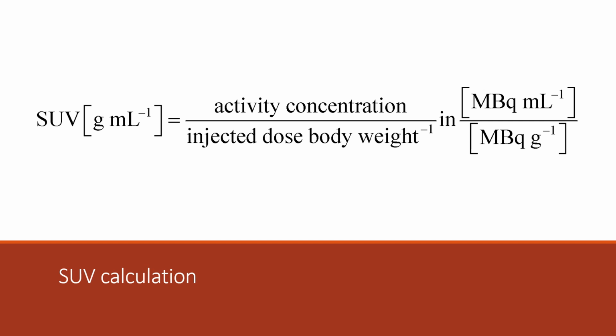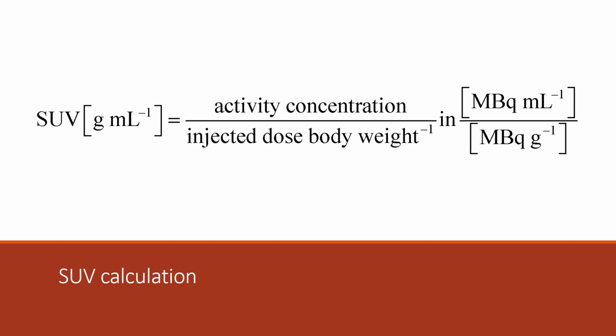This is the calculation for SUVs. You do need to know that calculation, but keep in mind you do the activity concentration divided by the injected body dose. And then it's in megabecquerels per milliliter and megabecquerels per gram. So that's how that is calculated. SUV calculations are done automatically by your software. You also need to know what they mean.